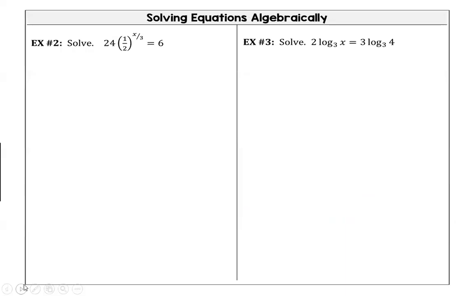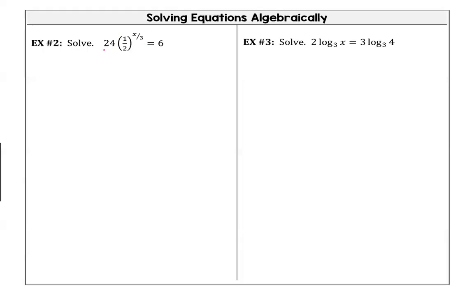All right. So here we have 24 times (1/2) to the x over 3 equals 6. And you're like, I can't do anything with that. Currently, we cannot. So what we're going to do is manipulate this, right? We're going to use all of our properties and skills to manipulate this into something that we can work with. The first thing is your exponential needs to be isolated. So I need to get (1/2) to the x over 3 by itself.